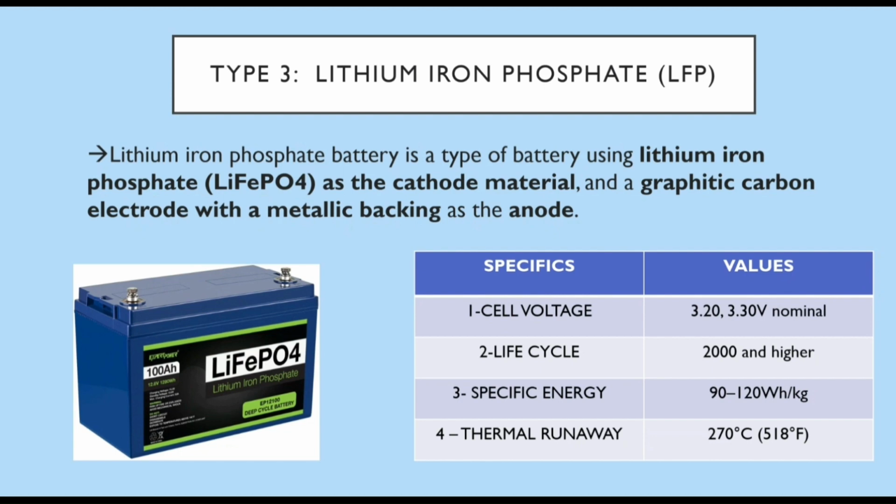Because of their lower cost, high safety, low toxicity, long cycle life, and other factors, lithium iron phosphate batteries are finding a number of roles in vehicle use, scaled stationary applications and backup power. There are some specific values. First is cell voltage. Their value is 3.20 or 3.30 volt nominal. Second is life cycle. Their value is 2000 and higher. Third is specific energy. Their value is 90 to 120 watt hour per kilogram. Fourth is thermal runaway. Their value is 270 degrees Celsius.